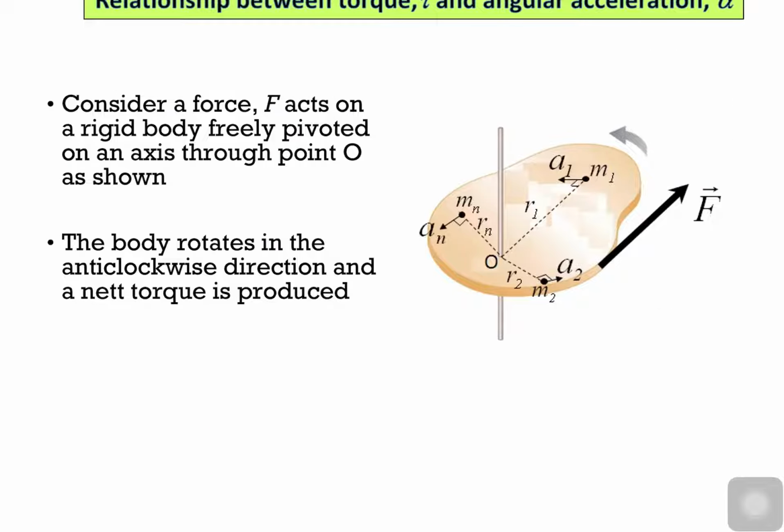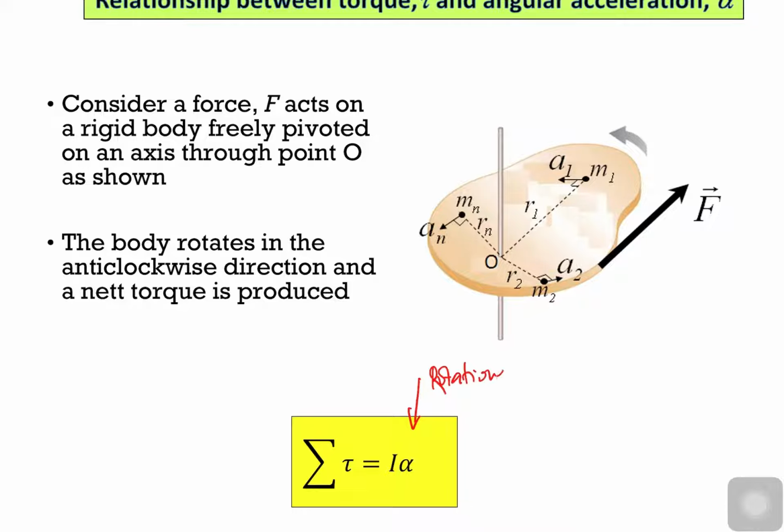Okay, so the relationship between torque and angular acceleration. We consider a force acting on a rigid body like this. The body rotates in a clockwise or anti-clockwise direction and a net torque is produced. So we conclude that when we apply a force, summation of torque equals I alpha. This is for rotational dynamics. When something rotates, summation of torque equals I alpha.